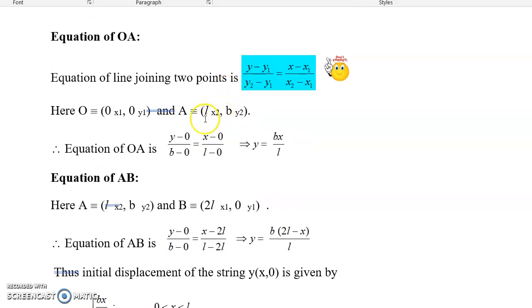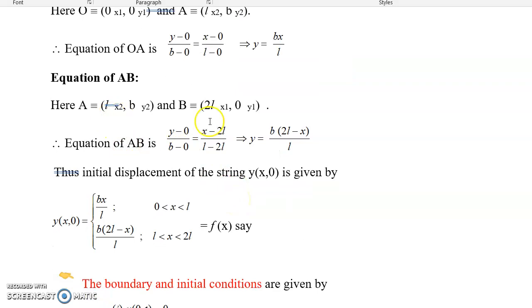Since already we have used A here, L comma b as x2, y2, we are using the same form. And B is this 2L comma 0. So since this we have called as x2, y2, this we are calling as x1, y1. And as usual, the same equation of the line joining two points formula, use that. Replacing this x1, y1 and replacing this x2, y2, you can solve for y. And this will be the answer for y, b into (2L minus x) divided by L.